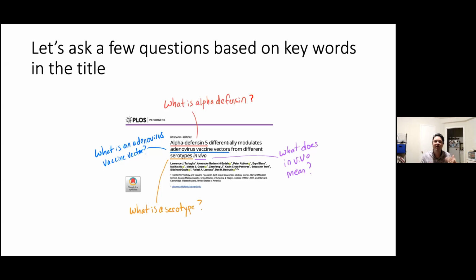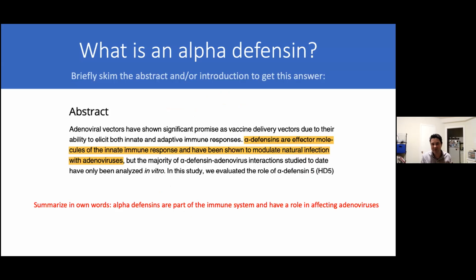And we're going to see how we can pull together information to help us fill this narrative. And look, this isn't exactly black and white, right? We're going to look for these open gaps in this title and provide more substance and more clarity to it. Because when you're 20 years old, you're sort of a novice in the field. So it's going to take some time to learn. So the first question is, what is an alpha defensin? And my suggestion is to briefly skim the abstract or the introduction to get this answer.